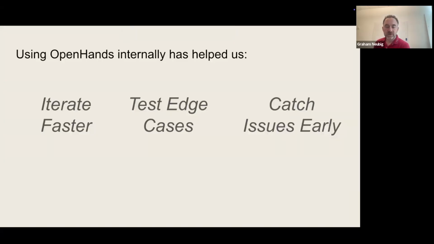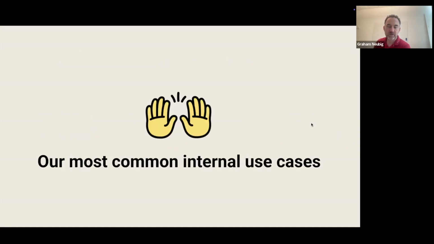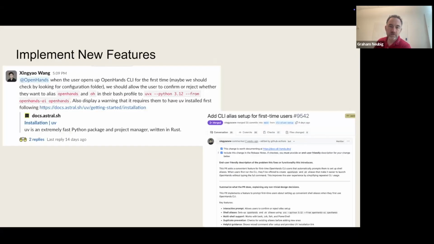So using OpenHands basically allows us to iterate faster by sending in pull requests more quickly, testing edge cases, catching issues early, and when we do catch an issue, going in and fixing it as soon as possible. So basically, it accelerates us wherever we're programming. I want to go through some of our most common internal use cases, and they're various, because I use OpenHands for most of the things I do with respect to programming, so it's all over the place.